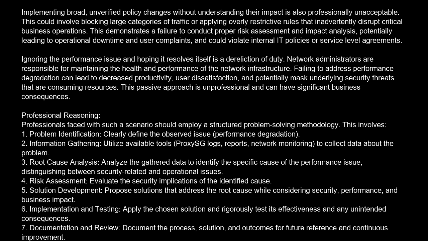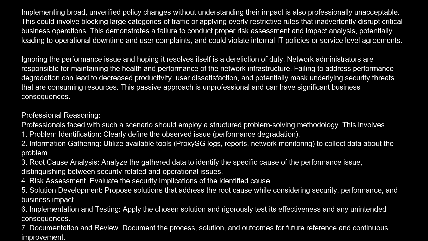Implementing broad, unverified policy changes without understanding their impact is also professionally unacceptable. This could involve blocking large categories of traffic or applying overly restrictive rules that inadvertently disrupt critical business operations. This demonstrates a failure to conduct proper risk assessment and impact analysis, potentially leading to operational downtime and user complaints, and could violate internal IT policies or service-level agreements.